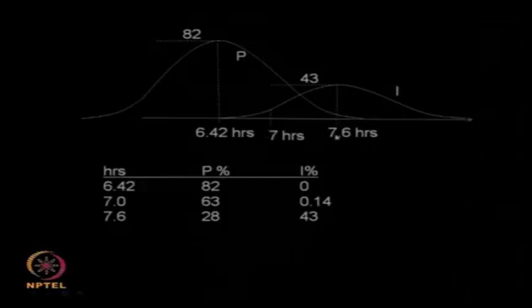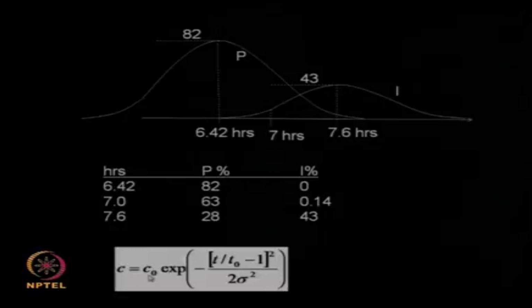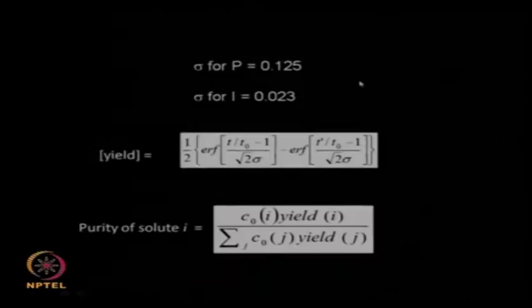So we can again use the equation C is equal to C naught e power minus T by T naught minus 1 whole square divided by 2 sigma square. I hope you remember this. So for the protein T naught will be 6.42, correct, and C by C naught will be 63 by 82 and T will be 7. So we can calculate sigma. Similarly for the impurity C by C naught will be the same here as this divided by this, that is this value by 43, and T naught will be 7.6 hours and T will be 7. Again you can calculate a sigma for the impurity. So you are going to get two different sigmas like this, sigma for the protein, sigma for the impurity.